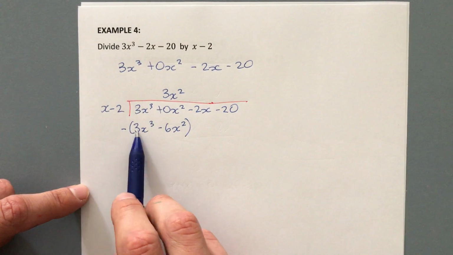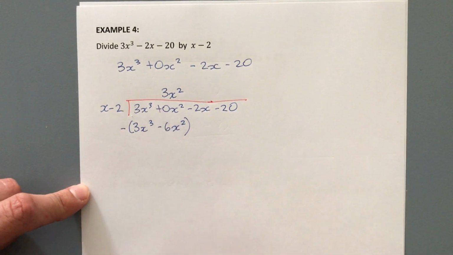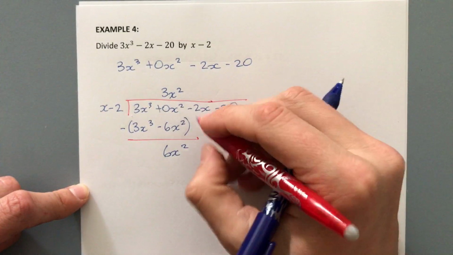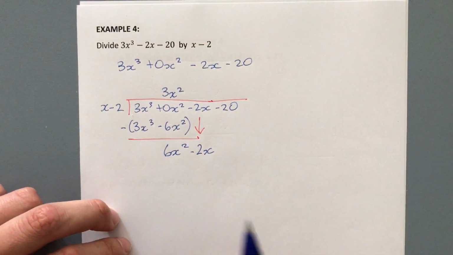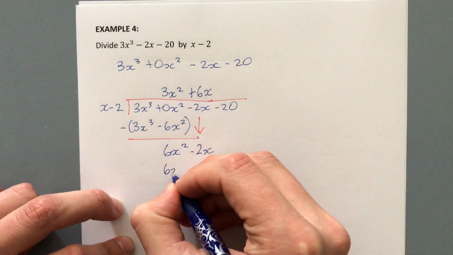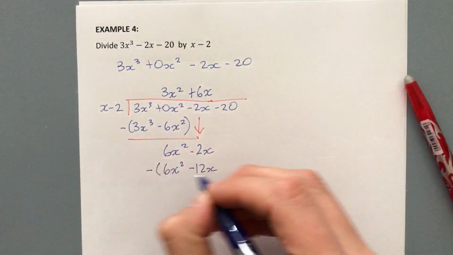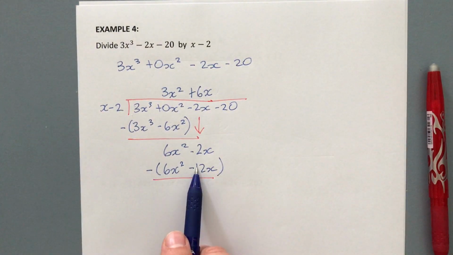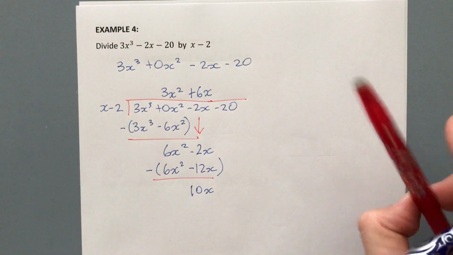All right, so what's happening now? Negative 3x cubed cancels out 3x cubed. Positive 6x squared plus 0x squared gives us positive 6x squared. And we're bringing down our minus 2x. 6x squared divided by x gives us plus 6x. Multiplying that back through, we get 6x squared minus 12x. We're taking that away. And this becomes positive 12x, so we get 10x. And we're bringing down our negative 20.